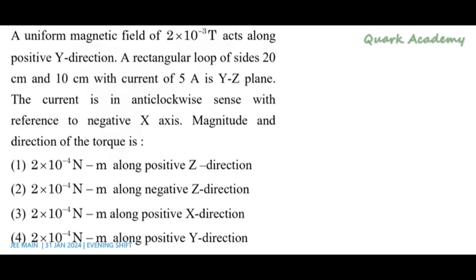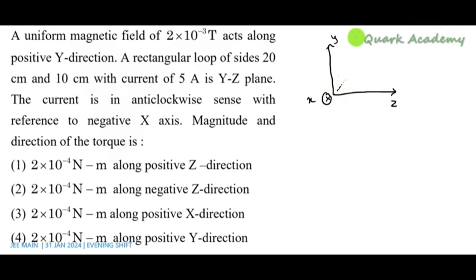In this question, we need to find the torque on a rectangular loop. Magnetic field strength and direction is specified. The dimensions of the rectangular loop is specified. And current is also specified. So first, let's consider the axis. This is my z axis, and this is y. And positive x-axis is going into the screen. So this cross means it's going into the screen. Like this we can consider.